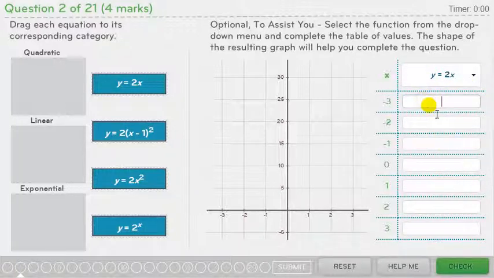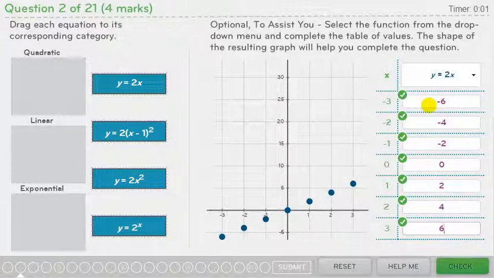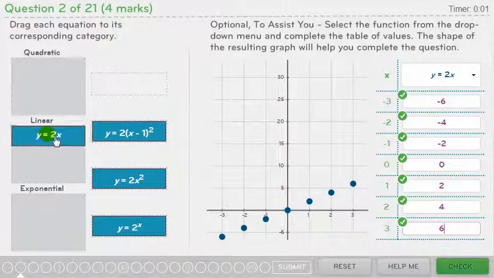Let's start with the equation y = 2x. If we start by substituting in -3, our output value is -6. If we substitute in -2, we have -4, and so on. Notice that we have a straight line. Therefore, y = 2x must be a linear function.